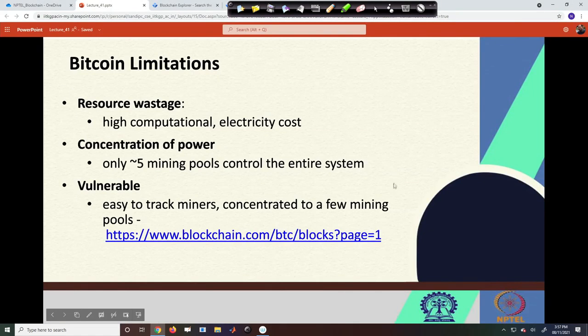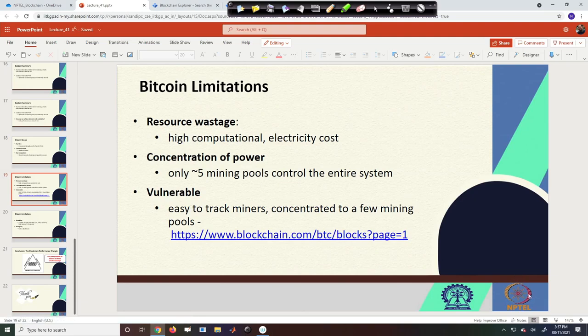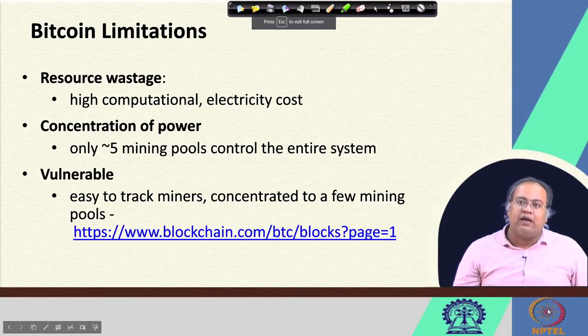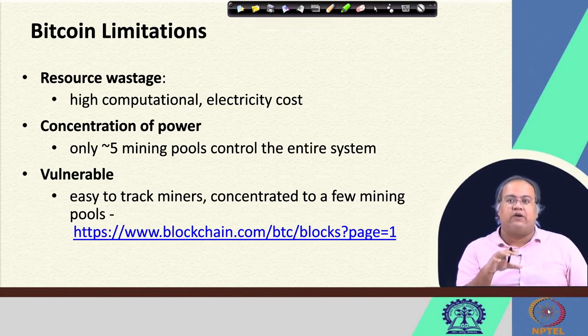Now, if that is my problem, then the challenge we have is that the entire mining power is getting concentrated. And when this mining power is getting concentrated and a few miners are taking hold of the entire system, then the system becomes vulnerable.